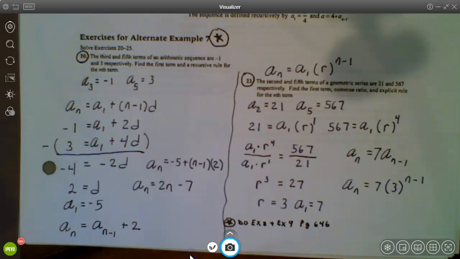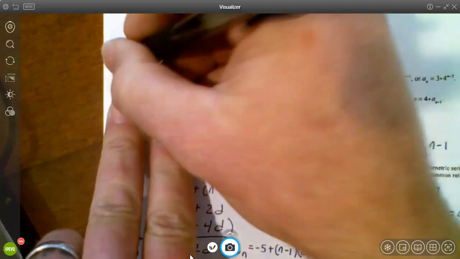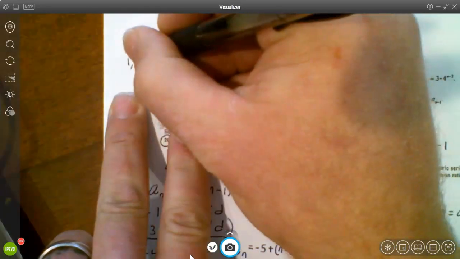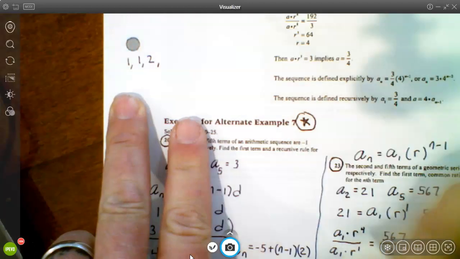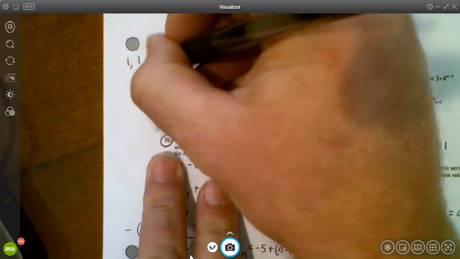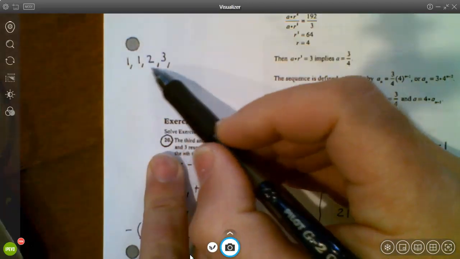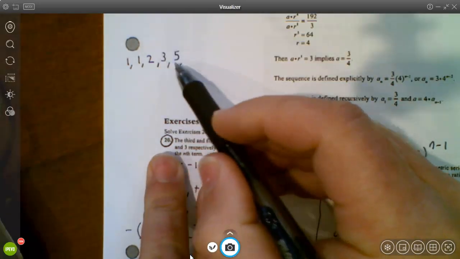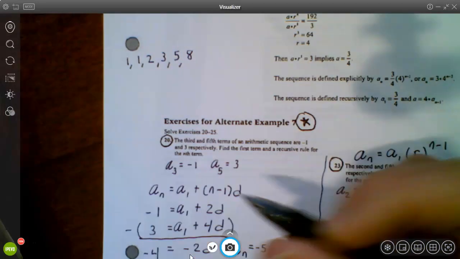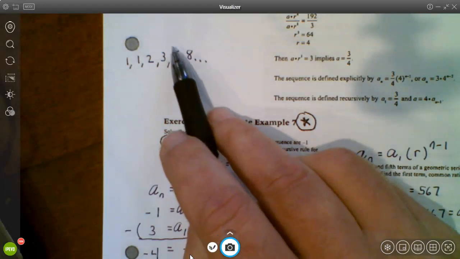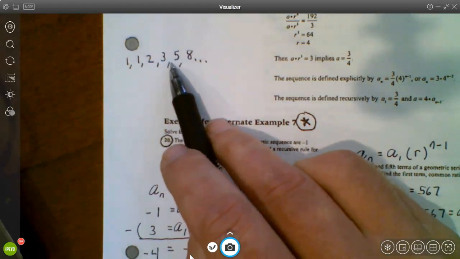So let me lay it out like this. I'll put it over here in this empty space. If my first term is 1 and my second term is 1, if I add those together, I get my third term. If I add the two previous terms, 1 plus 2, I get my next term. If I add these two terms together, I get the next one. If I add these two together, I get the next one, on and on and on. So that's how the Fibonacci sequence works. You're always getting a term by adding the two previous terms to get the next term.